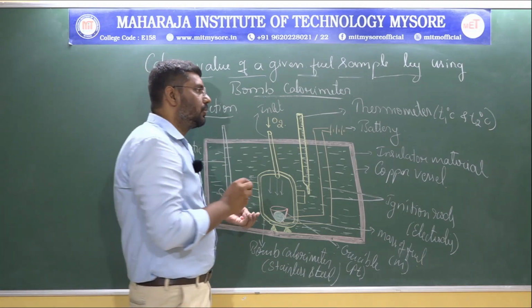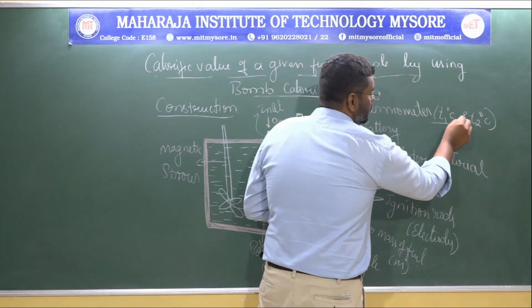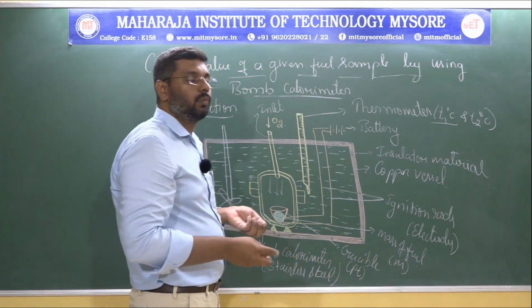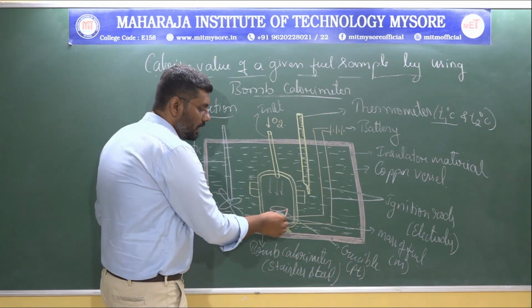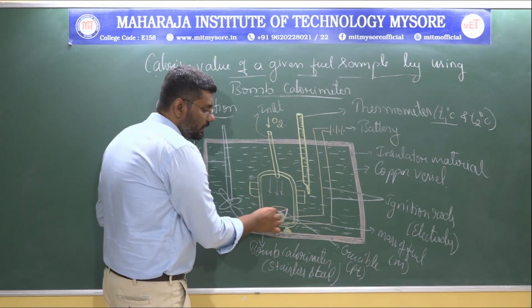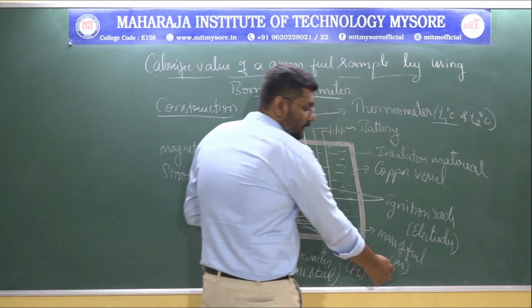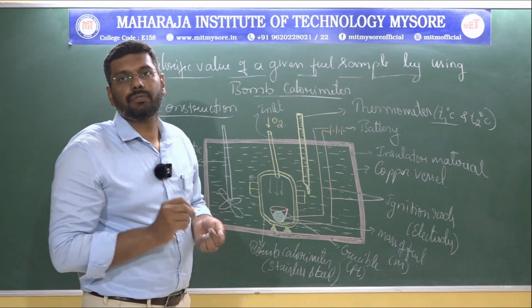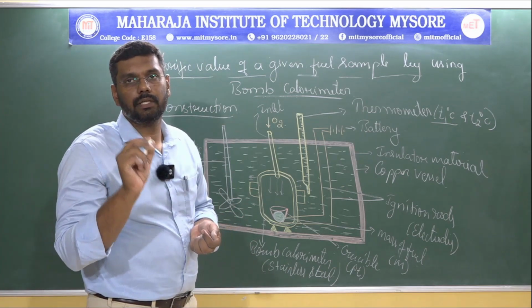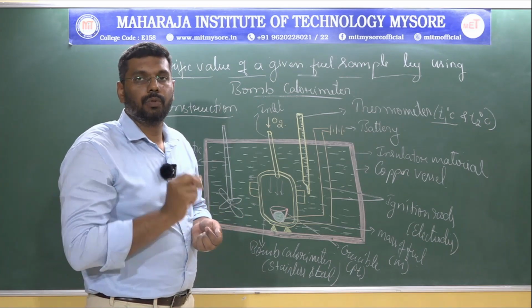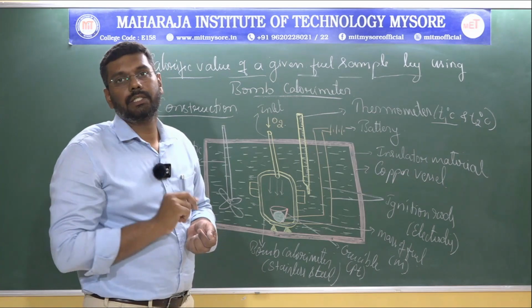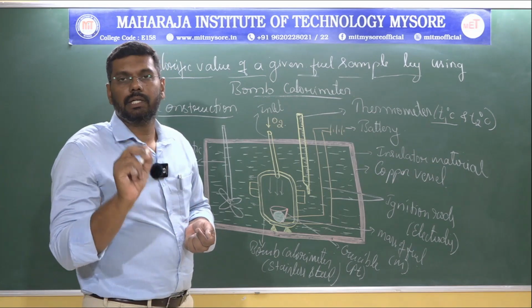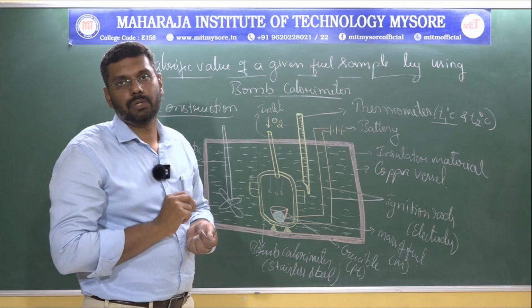So once you note down the initial temperature T1 degree centigrade, and once you know the mass of the fuel that has been taken inside this crucible, we consider it as m. Small m is nothing but the mass of the fuel taken inside the crucible, whose calorific value has to be determined, let it be a liquid or a solid.